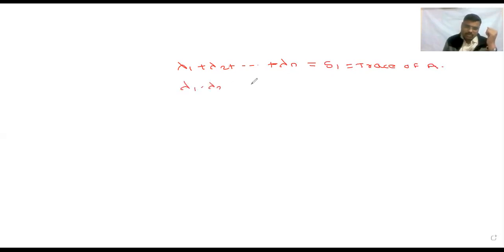Yes, by using lambda 1 plus lambda 2 plus so on plus lambda n, which is equal to the sum of all eigenvalues, equal to A11 plus A22 plus so on plus Ann, the sum of the main diagonal elements, or trace of A. Second, lambda 1 into lambda 2 into so on lambda n is equal to the determinant of A. We check both cases, and we check whether our eigenvalue is right or wrong.